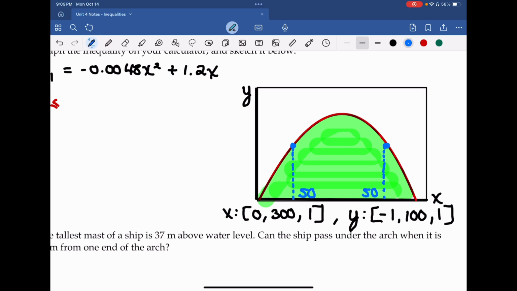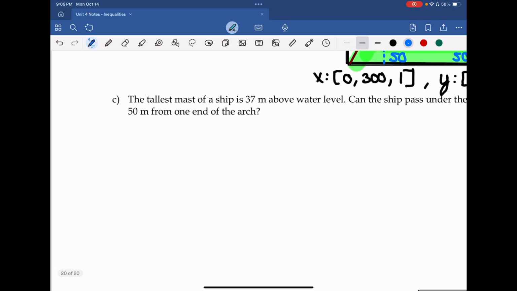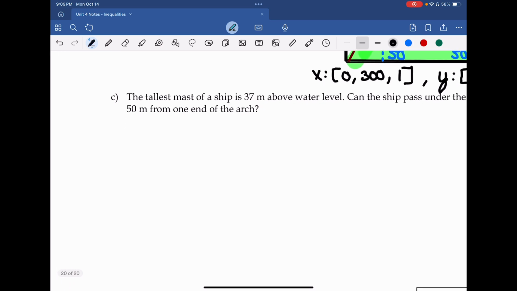We need to see if it will fit under at these points. Now, to do that, here's what we're going to do. We're going to do this graphically, and I would recommend doing this graphically. Actually, we can even do this algebraically. Algebraic might be the better way, but if we wanted to do this graphically, here's what you're going to do.